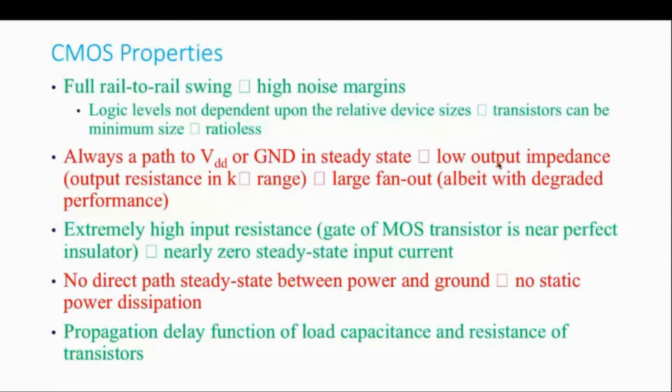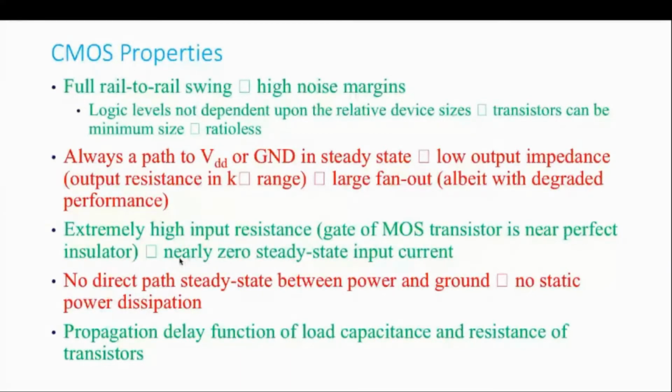Then it is having a low output impedance. That means your output resistance is in kilo ohm ranges. Then large fan out. That means more number of devices can be connected at the output. Other advantage is extremely high input resistance. So as we know that gate of MOS transistor works almost as a perfect insulator. So its input resistance is quite high.